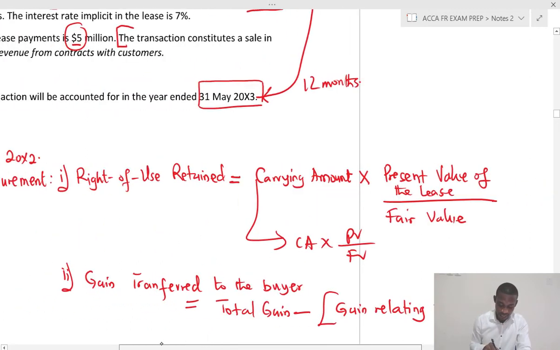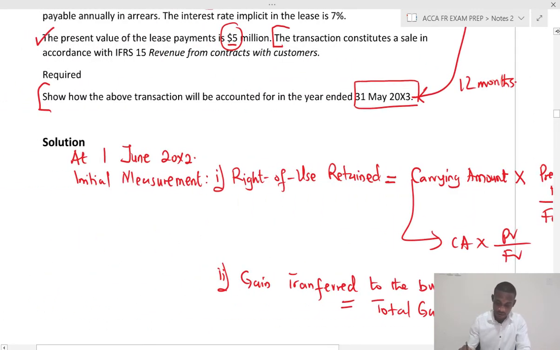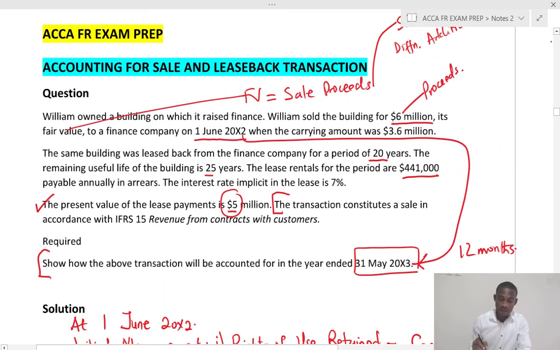The seller, who is William, is going to use this property for 20 years out of the 25 years. So the right of use retained will represent a larger part of the total carrying amount of the asset. Very important. Now let's calculate the gain transferred, which will be recognized.